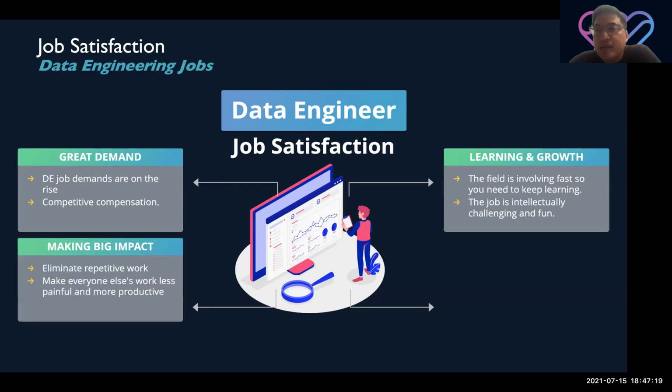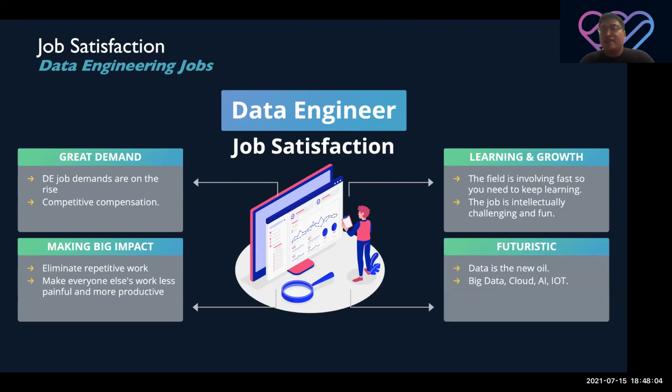And data engineers are making big impact. Maybe you're not the one who's presenting to a senior vice president, right, working directly with the business and getting all the credit, but having a very sound data engineering system, making sure data pipelines are all making sense, that is a huge impact on the bottom line of the business. And you help eliminate a lot of repetitive work, make everyone else's work less painful and more productive. So as a data engineer, you might be helping the data scientists to optimize their Spark jobs, and so reduce the runtime from 5 hours down to maybe 20 minutes. That is actually a big achievement.